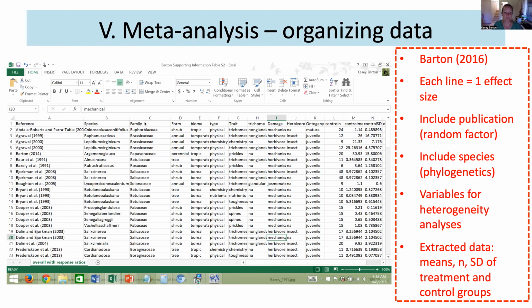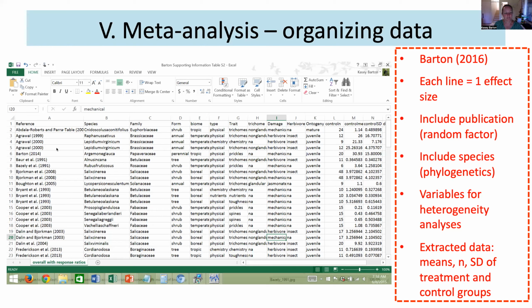So species and the family, what growth form the plant has, where that plant grows, where its biome is, the type of trait. This was on an induction of physical traits, the name of the trait. And then here are the data: the control group sample size, control group mean, control group standard deviation, and then the treatment data would have been the columns after that.